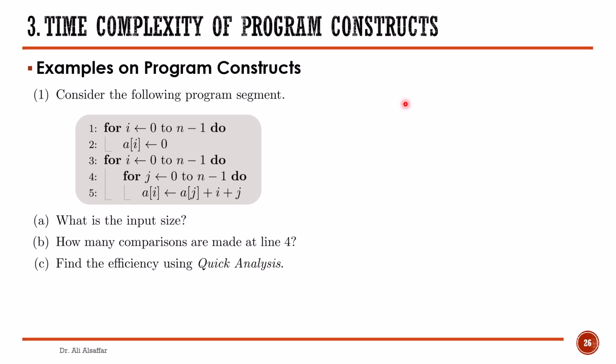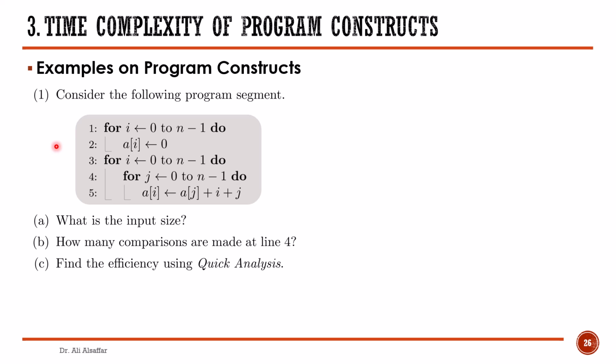To get practice on analyzing program constructs, consider the following program segment. The program segment consists of a single for loop, followed by two nested for loops. Our first question: what is the input size? Remember that the input size is the problem size that influences the running time of the algorithm.